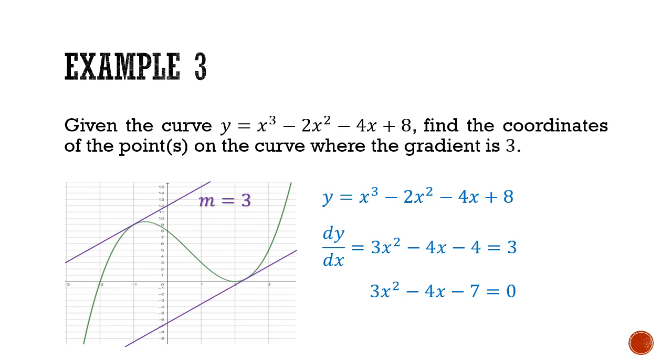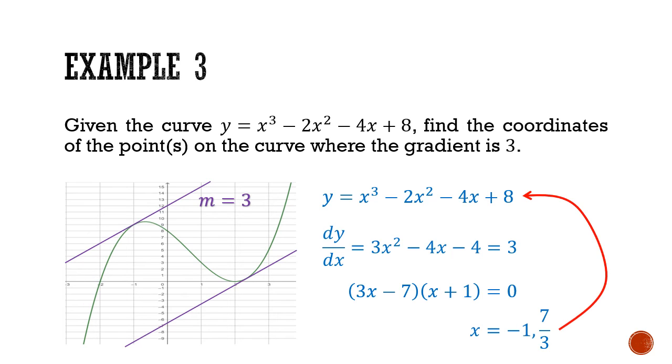I bring the 3 over and then I factorize it. This tells me that x is either equal to -1 or 7 over 3. So I can substitute the values back into the original cubic equation, and this will tell me the y values for the respective x. By doing so, I get the points (-1, 9) as well as (7/3, 13/27). So this will be my final answer.